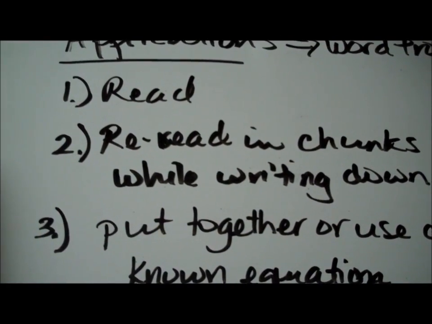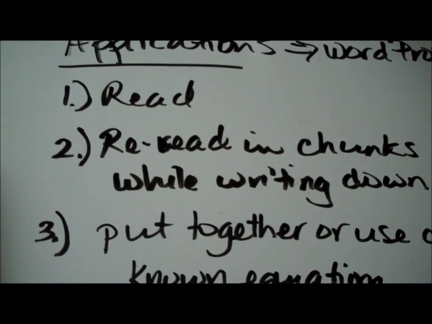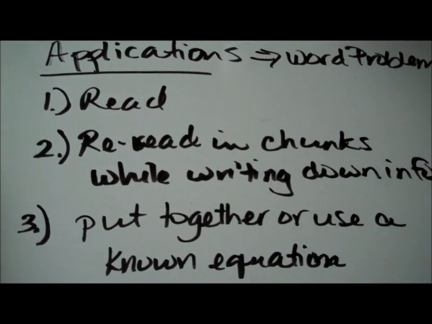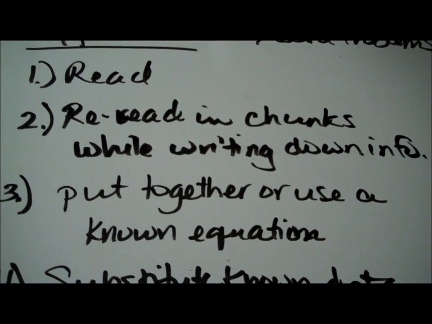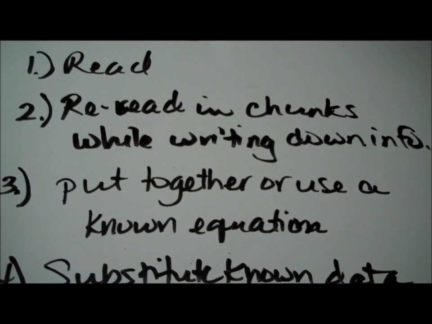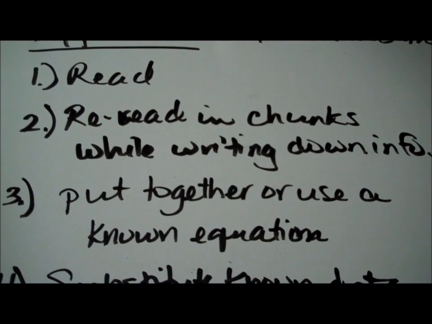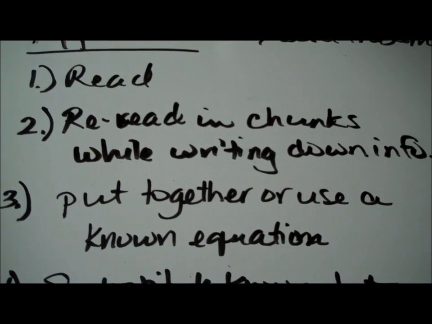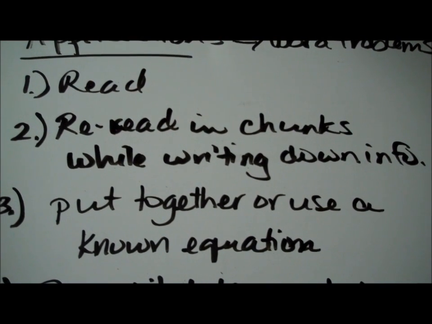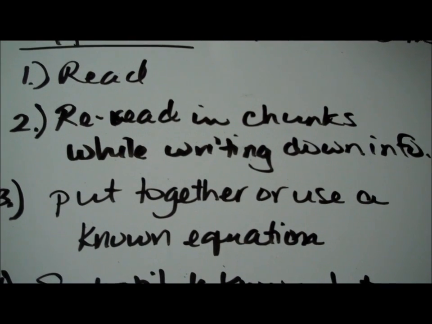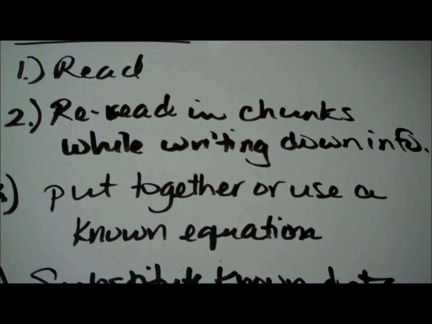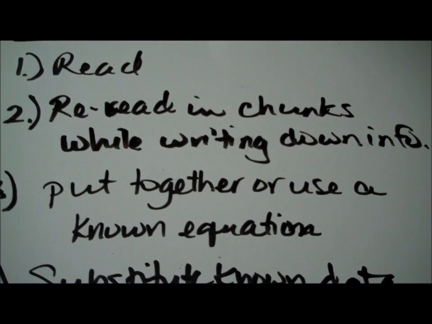The first step is to read the problem. A lot of us have no problem doing that. It's the second step that we have problems with. Second step says to reread in chunks while writing down information. A lot of people assume, again, there's that word assume, we know what that means, that they can read it once and they know exactly what they're doing. It's really important that you go back and reread it so that you understand what is being asked of you to do.